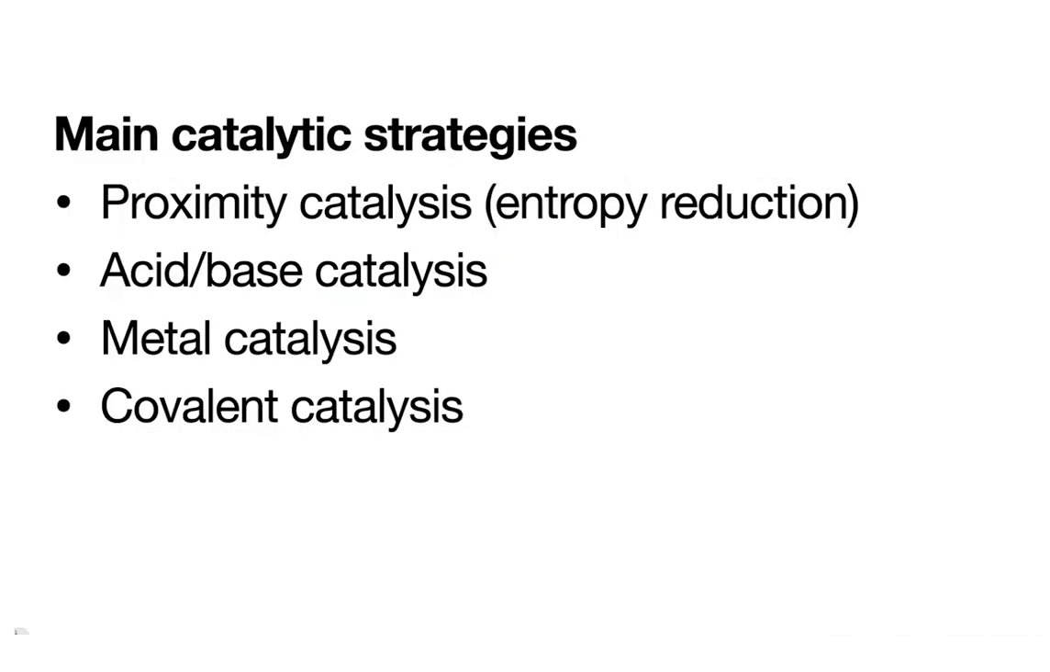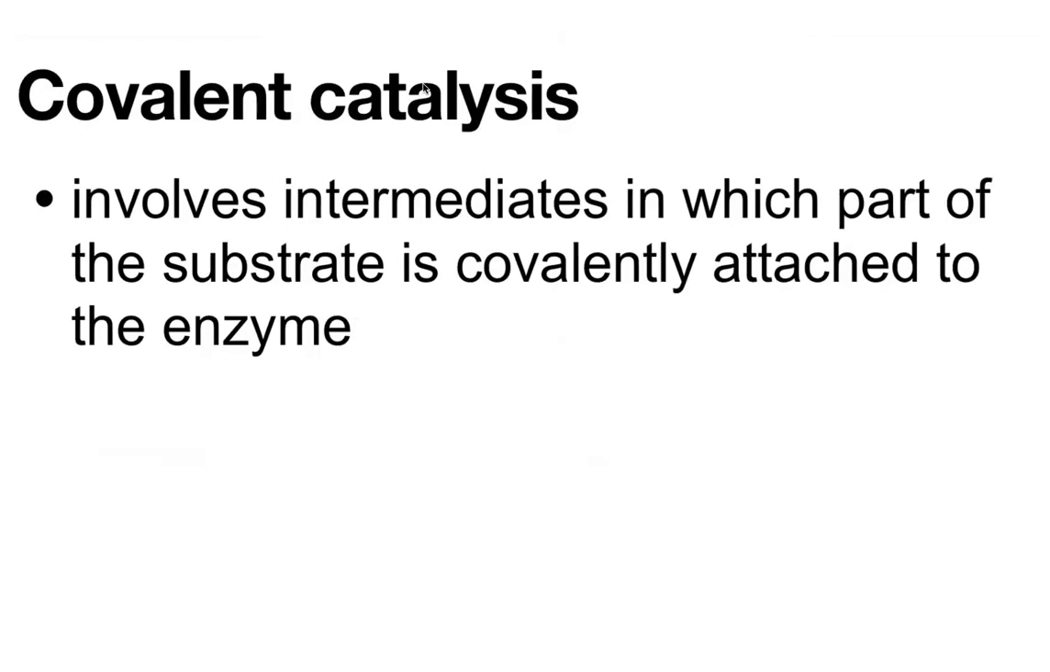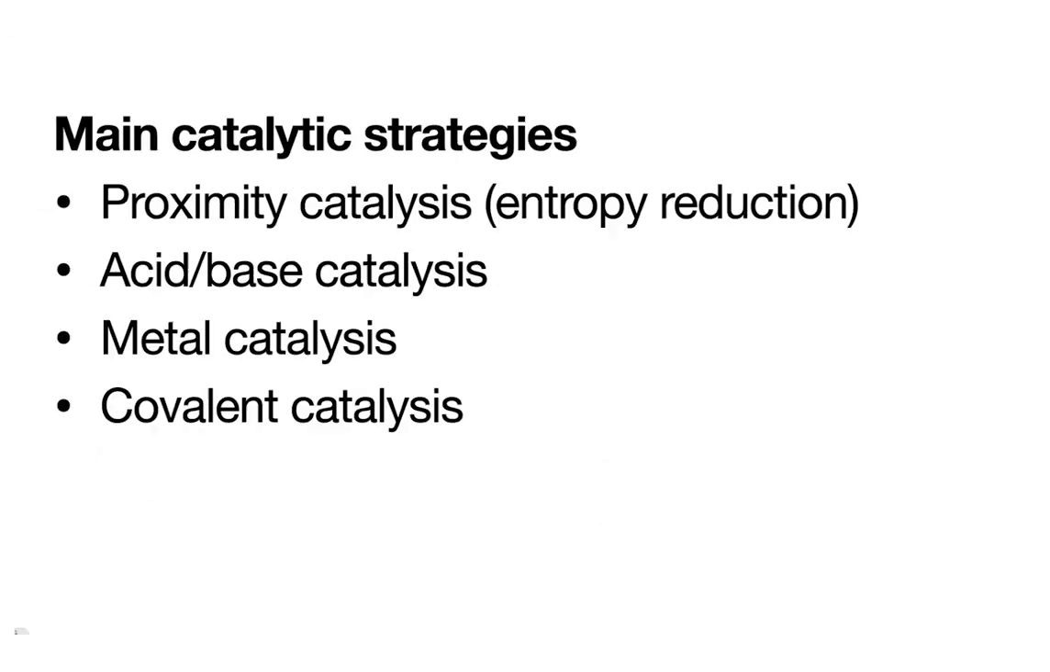We'll also see examples of covalent catalysis where the enzyme is actually making a temporary link with the substrate. So instead of just giving or taking protons from it, it's actually getting stuck on it. It's like when you try to cut something and your scissors get stuck on your paper, and then you finally get the paper off. So that would be like covalent catalysis.